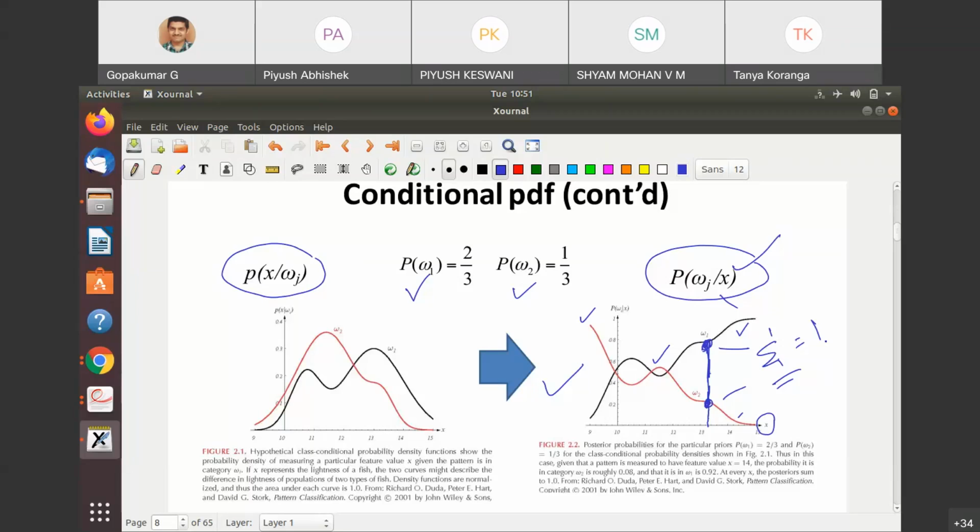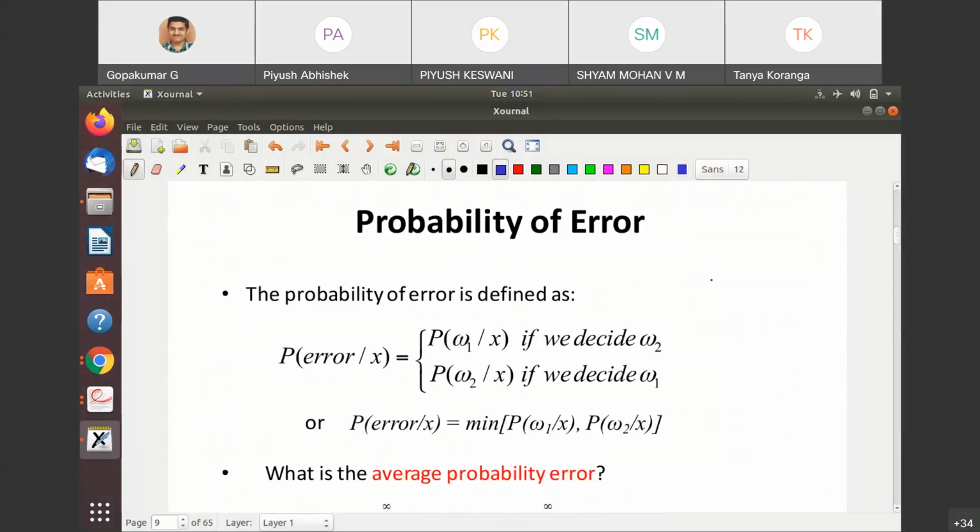That is an interpretation we can make here. Then we can extend the concept of probability of error to the Bayesian case also, the same as with prior probabilities alone. Earlier we had the probability of error, but we had not considered the X factor.